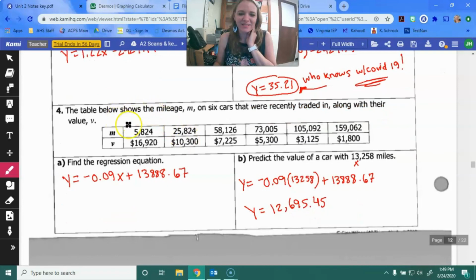Alright, and the table below will show the mileage and then the value of the car. So as you can see, mileage goes up, value of the car goes down. Here's your equation. And then here is this response, the value of a car, be about this much.